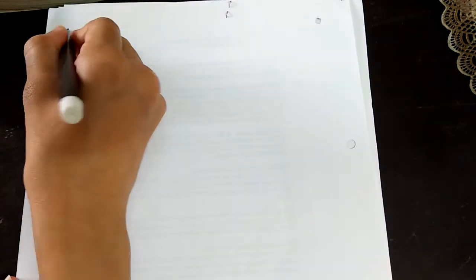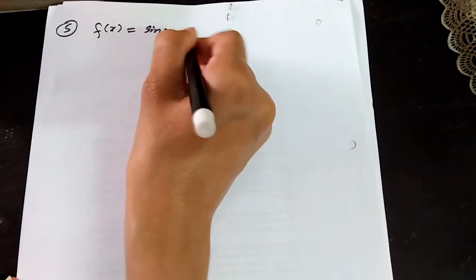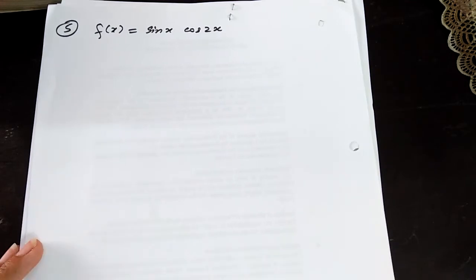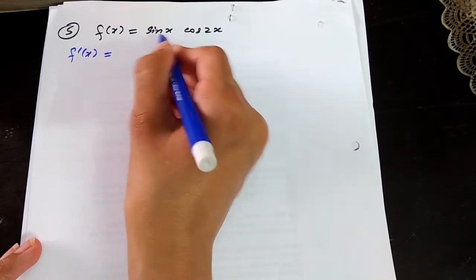Now move on to question number 5. Question number 5 is f of x equals sine of x cos 2x. Now this is a trigonometric function. This will be relatively difficult as compared to the previous 4 parts. First of all, find out its derivative. We will use the product rule here.